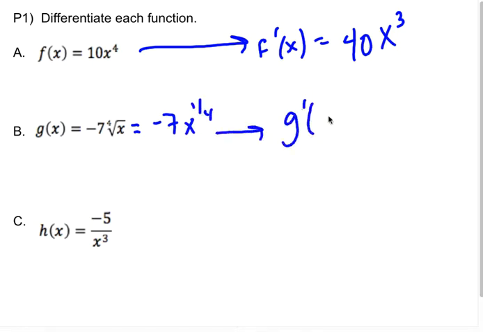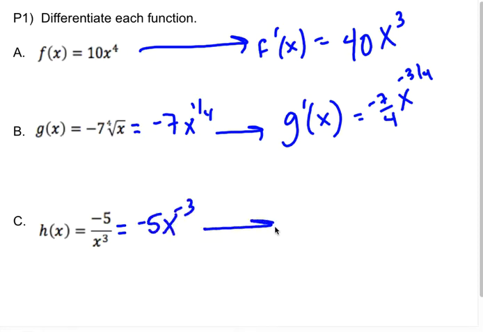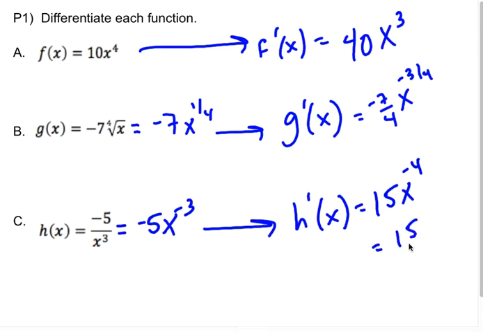And then my g prime of x, again, notice that I make sure the notations are different, would be negative 7/4 x to the negative 3/4. You could clean that up if you want; I'm going to leave it that way. And then this one is negative 5x to the negative 3rd. Again, that's not calculus, that's just some pre-calc skill, which means my h prime of x is going to be a positive 15x to the negative 4th. Or again, that's 15 over x to the 4th if you so choose.